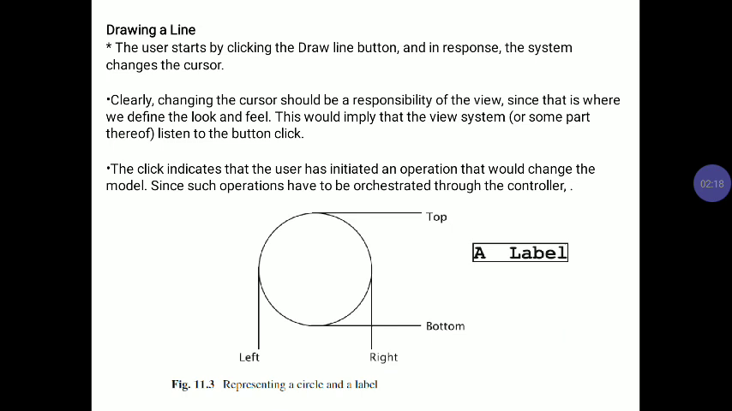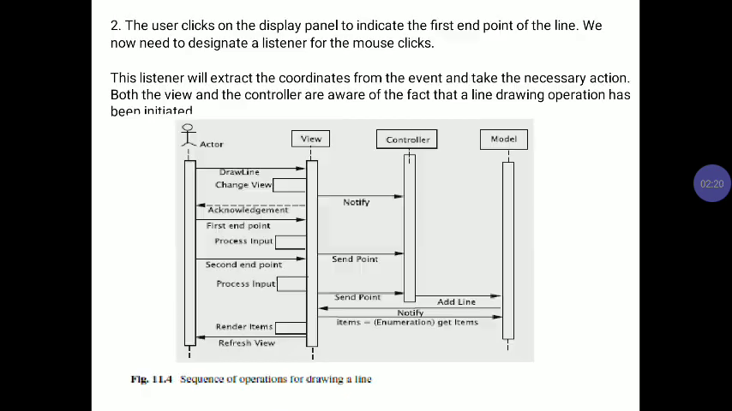Next is designing, or drawing, a line. Here is a sequence diagram of drawing a line. It shows the sequence of operations. Here you have the three MVC components: model, view, and controller. The actor is going to draw a line. Then what are the operations with respect to the MVC pattern? Let us see.